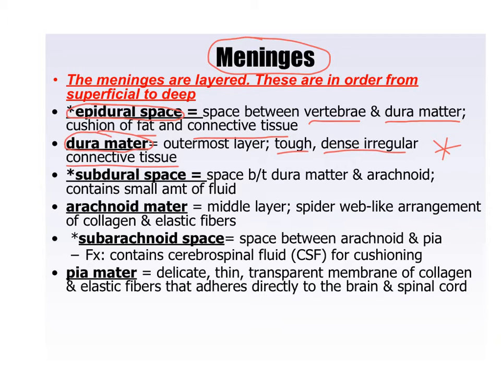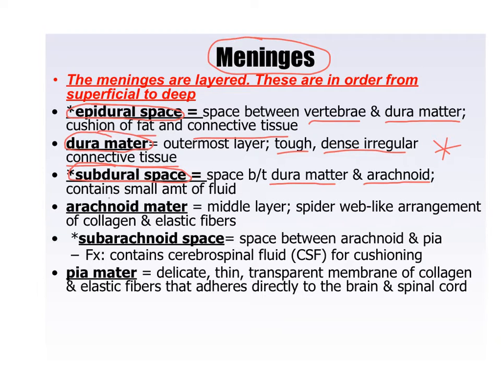Deeper or deep of the dura mater is the subdural space. So another space. You can kind of see a little pattern here. So we have a space, we have dura mater, we have a space, we're going to have arachnoid mater, then we have another space. But anyways, this is the space between the dura mater and what's called the arachnoid mater. And what does it do? Not a whole lot as far as this course is concerned. But know that it is located in between the dura mater and the arachnoid mater.